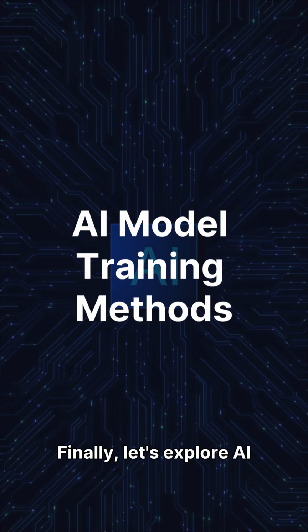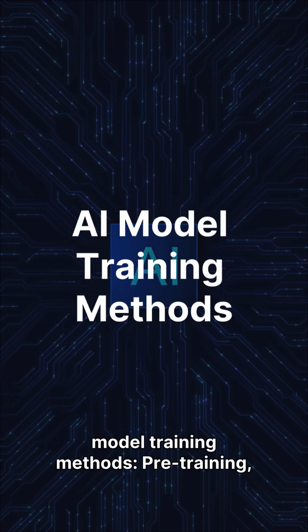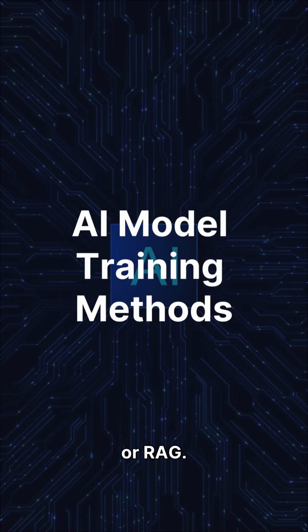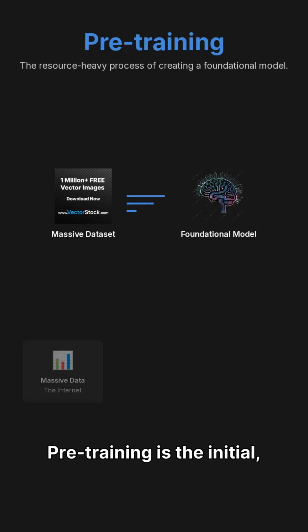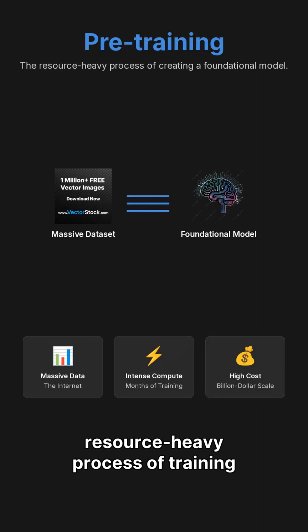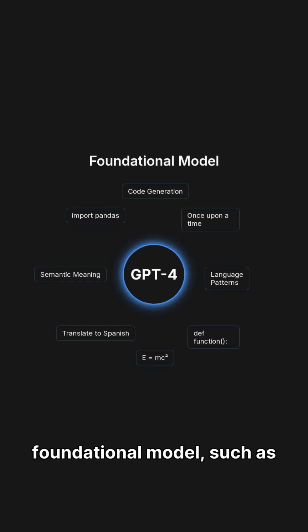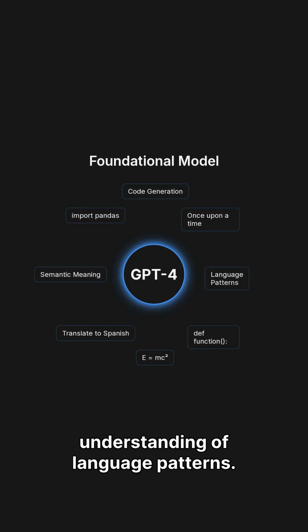Finally, let's explore AI model training methods: pre-training, fine-tuning, and retrieval-augmented generation, or RAG. Pre-training is the initial, resource-heavy process of training a model on a massive dataset, like the entire internet. This results in a foundational model, such as GPT-4, with a broad understanding of language patterns.